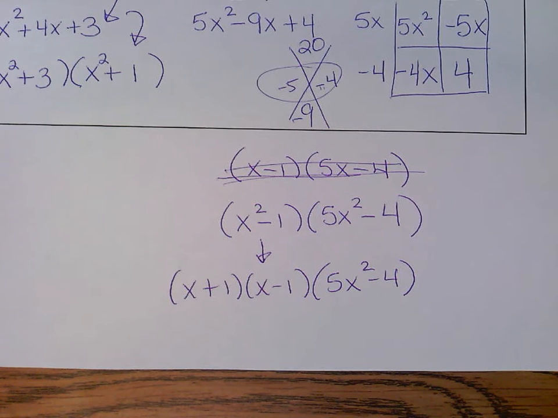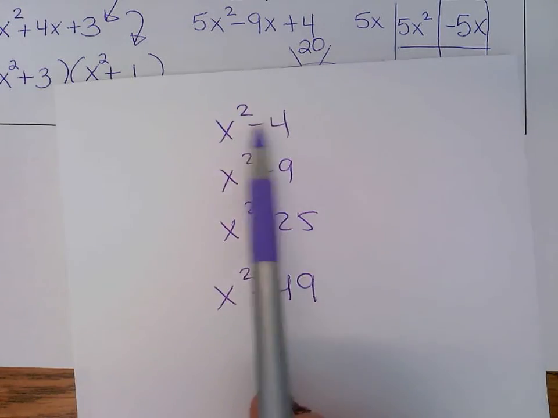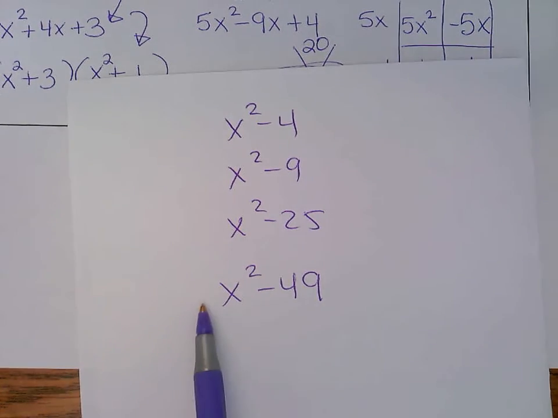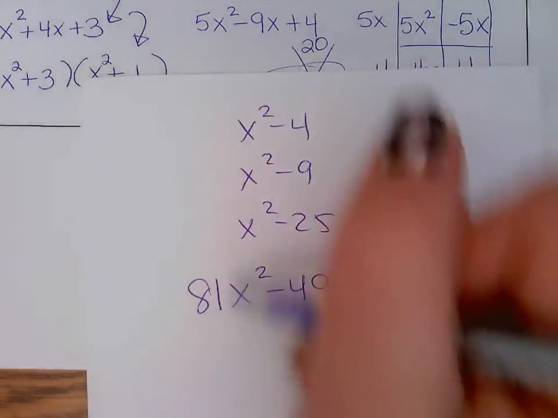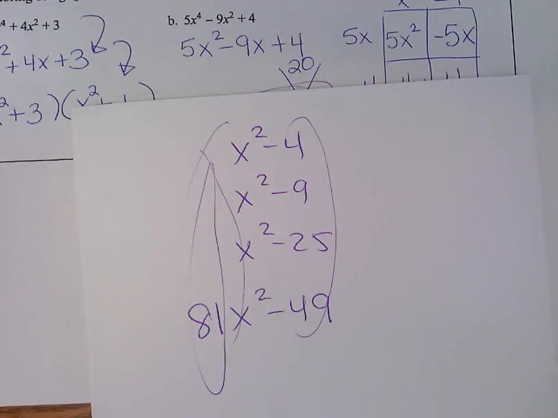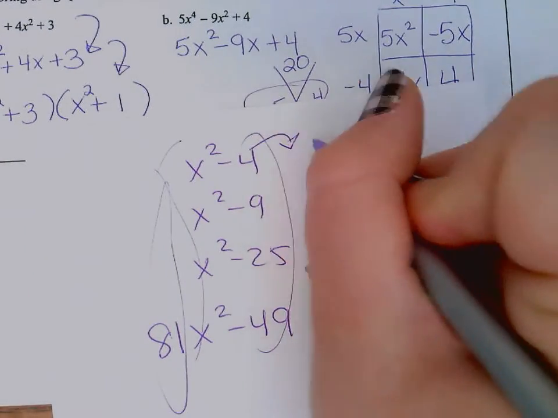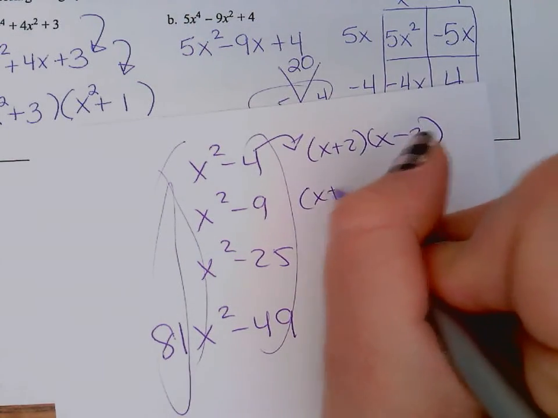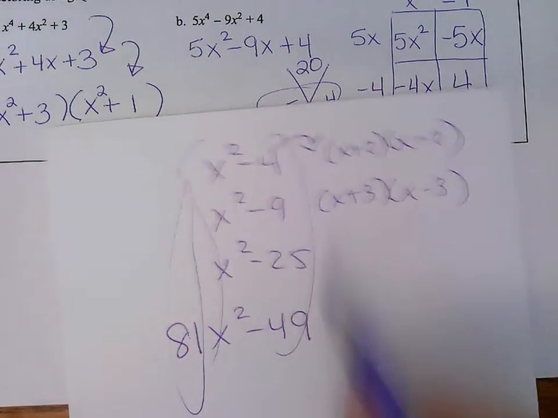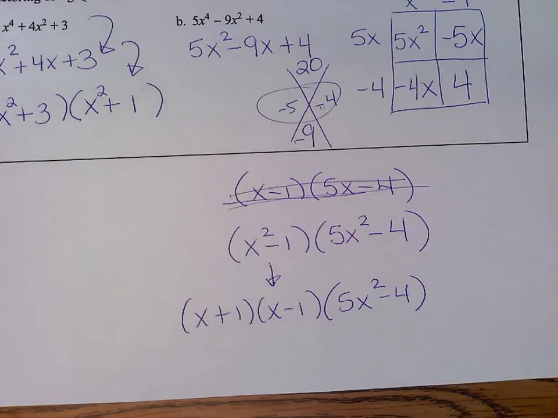So difference of squares, I hope that your brain, whenever it sees these specific types of problems, x squared minus 4, x squared minus 9, x squared minus 25, you could have 81x squared minus 49. As long as these are perfect squares and these are perfect squares, it goes to like x plus 2, x minus 2, x plus 3, x minus 3, right? Difference of squares needs to be solid in your brain.